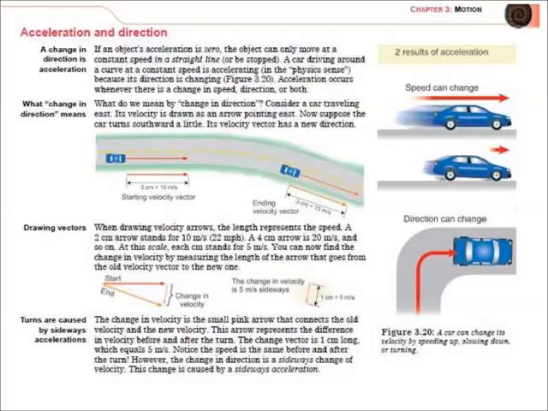What do we mean by a change in direction? Consider a car traveling east. Its velocity is drawn as an arrow pointing east. Now suppose the car turns southward a little. Its velocity vector has a new direction.